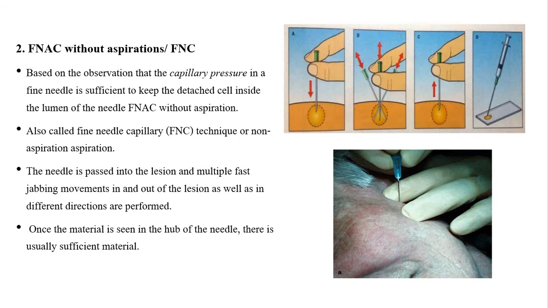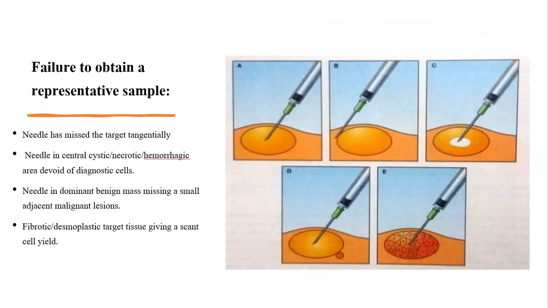Next is FNAC without aspiration. It is based on the observation that the capillary pressure in a fine needle is sufficient to keep the detached cells inside the lumen of the needle. FNAC without aspiration is also called the fine needle capillary technique or non-aspiration technique. The needle is passed into the lesion and multiple fast jabbing movements in and out of the lesion as well as in different directions are performed. Once the material is seen in the hub of the needle, there is usually sufficient material.